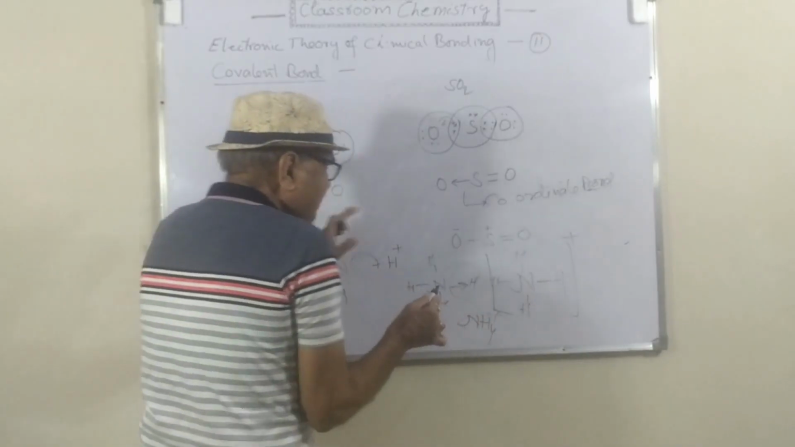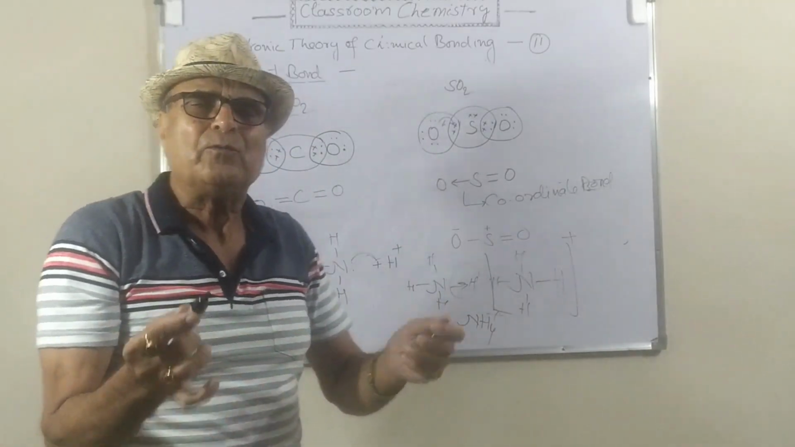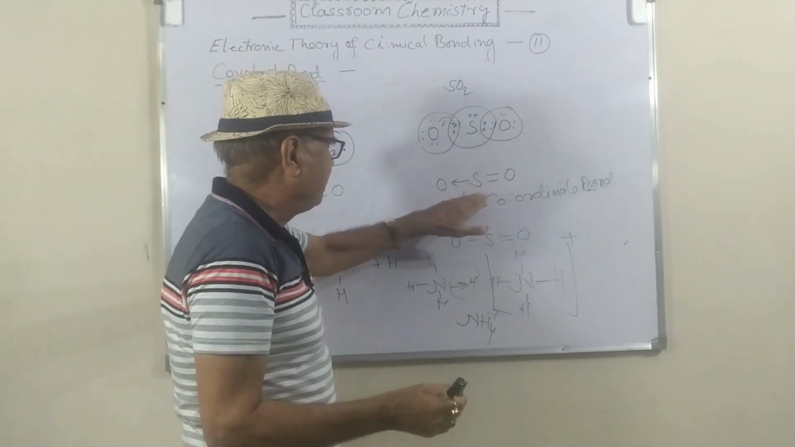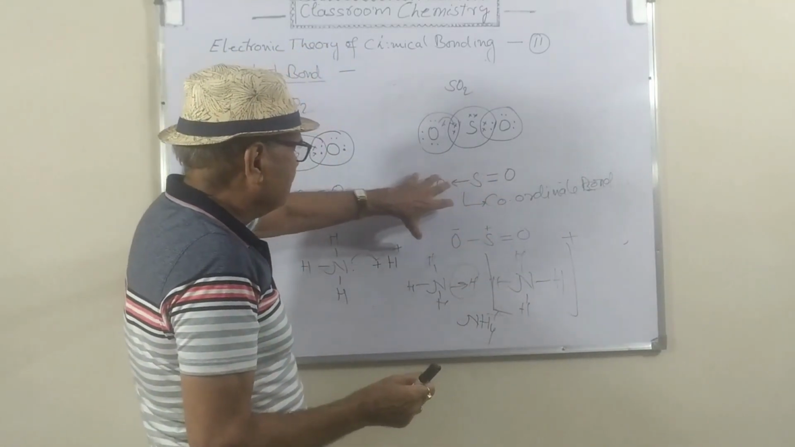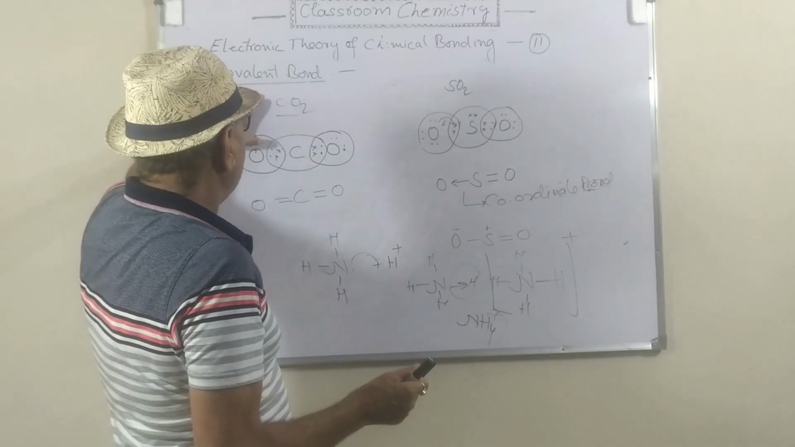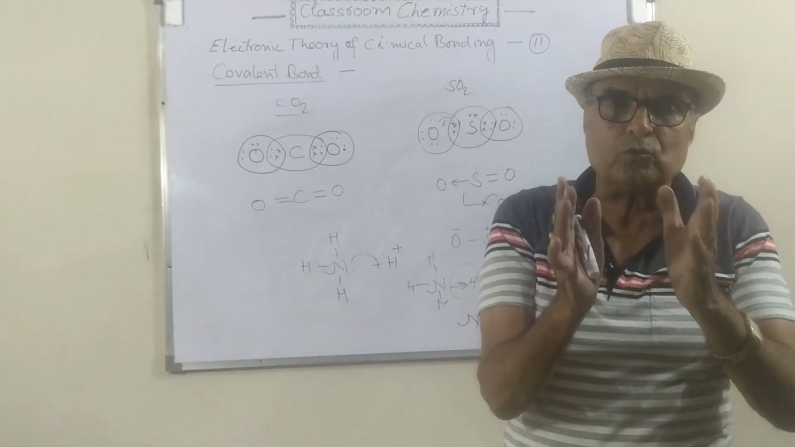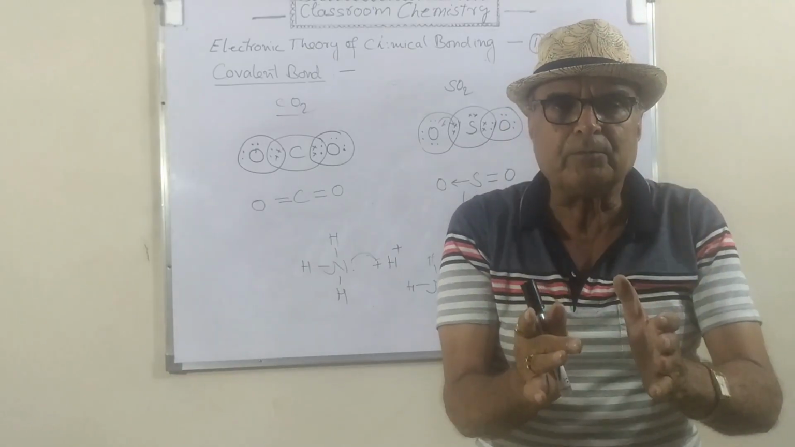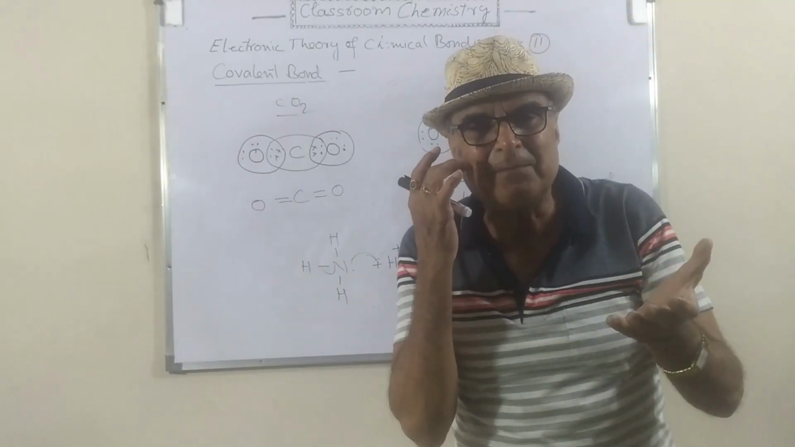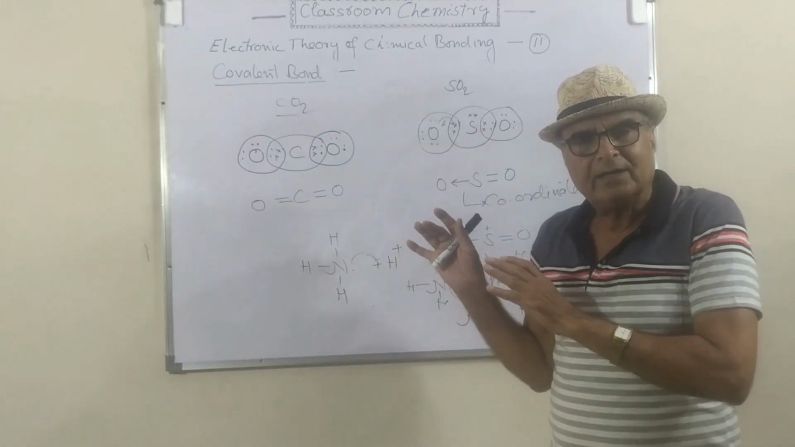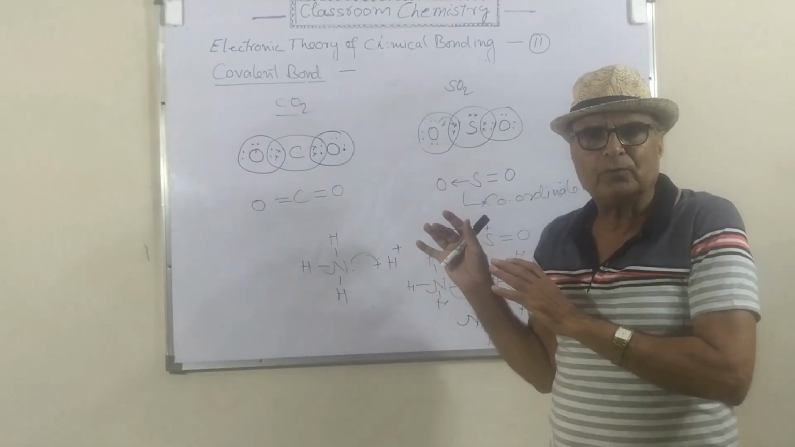So such types of bonds are formed with the help of the coordinate bond, where a pair was given. So this was all about the covalent bond. I have told you how to form the single bond, double bond and triple bond by examples, and that's all for today.